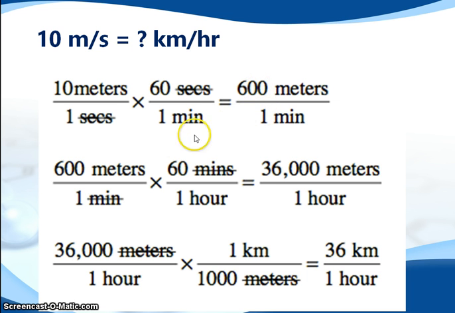Now let's move this over to the next quadrant. 600 meters over 1 minute times 60 minutes over 1 hour equals 36,000 meters over 1 hour. Notice that the minutes cancels out. Now let's move this down to the last quadrant. 36,000 meters over 1 hour times 1 kilometer over 1,000 meters equals 36 kilometers over 1 hour. Notice that the meters cancel out, therefore converting 10 meters per second to 36 kilometers over 1 hour.